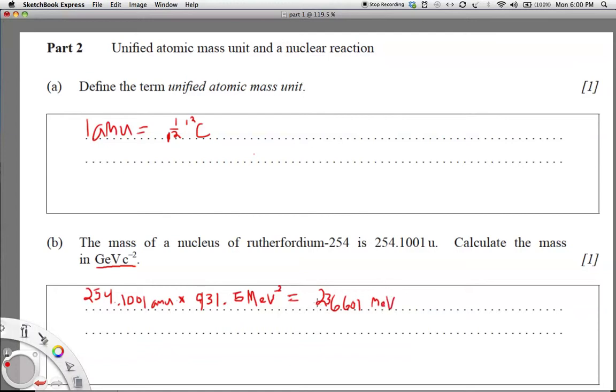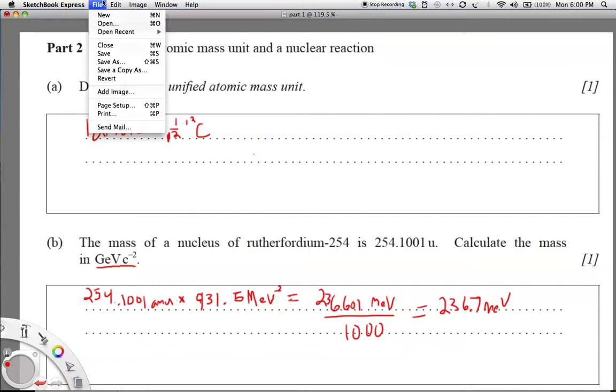And now I have to convert this into giga electron volts. There's 1,000 mega electron volts in 1 giga electron volt, so I just divide it by 1,000, that's mega electron volts per giga electron volts. And I end up with 236.7, that is it. Next part of the problem.